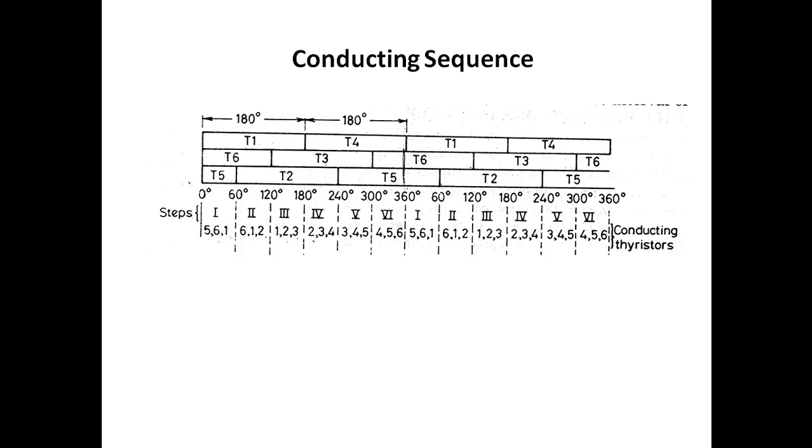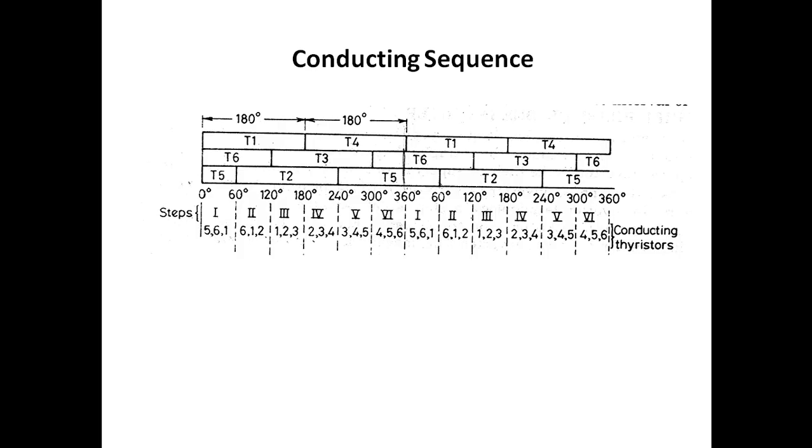So here we can have two conduction periods, that is 240 to 360 degrees, that is 120 degree conduction, and the remaining 60 degrees from 0 to 60 degrees. T2 will be conducting from 60 degrees to 240 degrees, that is 60 plus 180 is 240 degrees. So it will conduct from 60 to 240 degrees. For a single cycle we will have 6 steps.